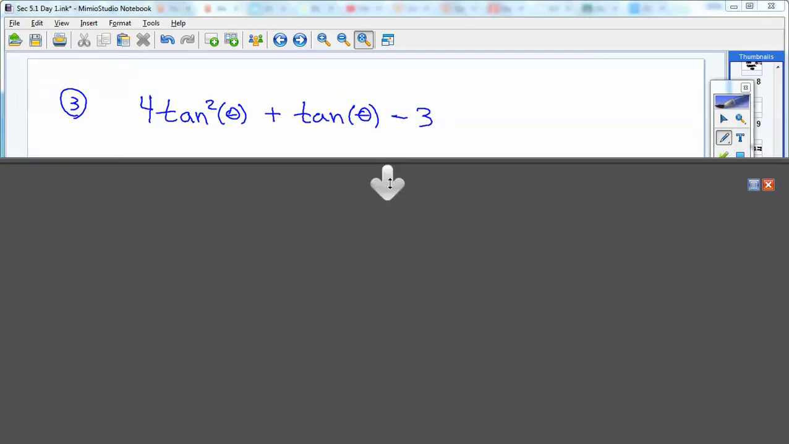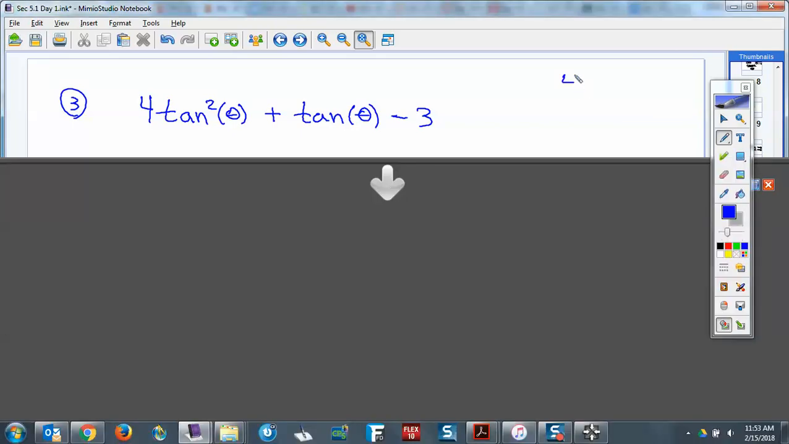So, do one more real quick. 4 tangent squared theta plus tangent theta minus 3. And again, the theta is the x's. Those don't really matter here in what we're doing. So when we leave them off, that's not a big deal. So 4 tangent squared plus tangent minus 3. Does that make you think of anything? Well, you might have seen what I had up there before I covered it. That's like 4x squared plus x minus 3. If you saw something like that, what would you think to do?